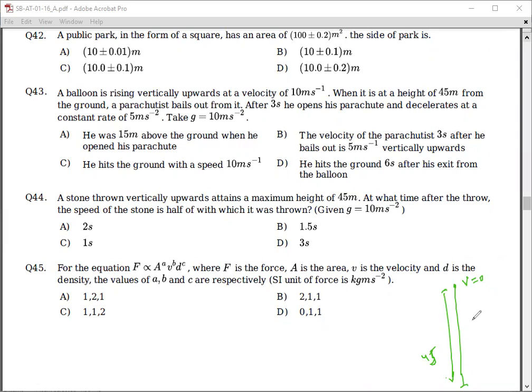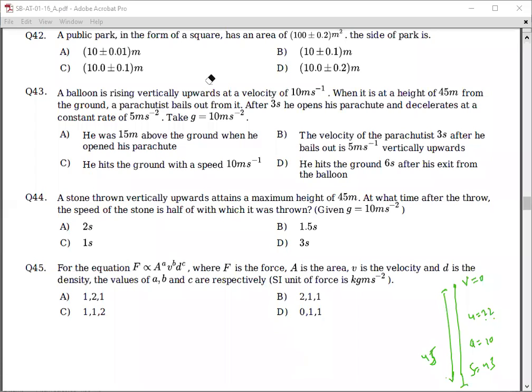So V is 0. U is not known, U we have to find out. A is known, which is minus 10, and S is known, which is 45. So can you find U first? Step 1: find U. How will U be found? U will be found using the third equation of motion.